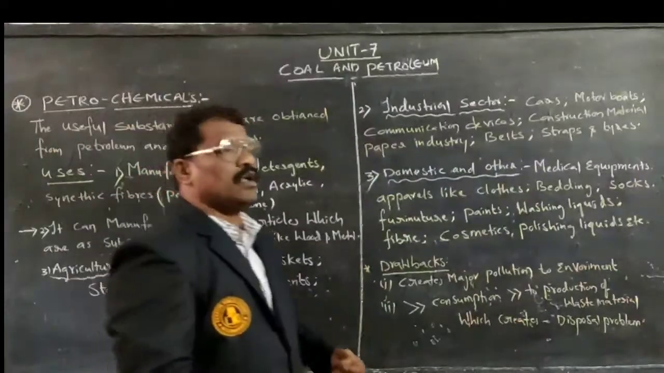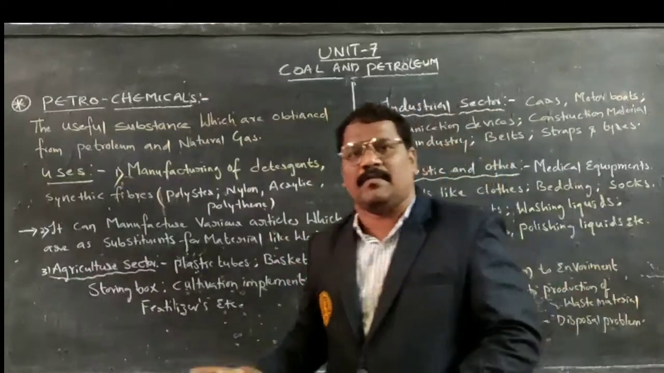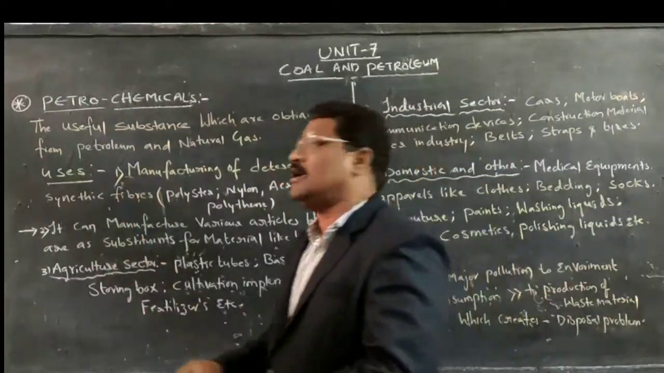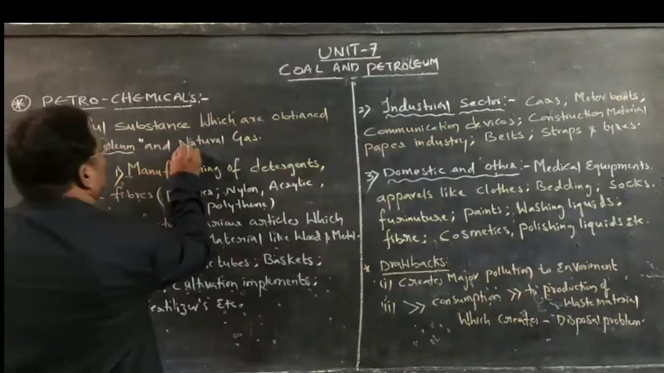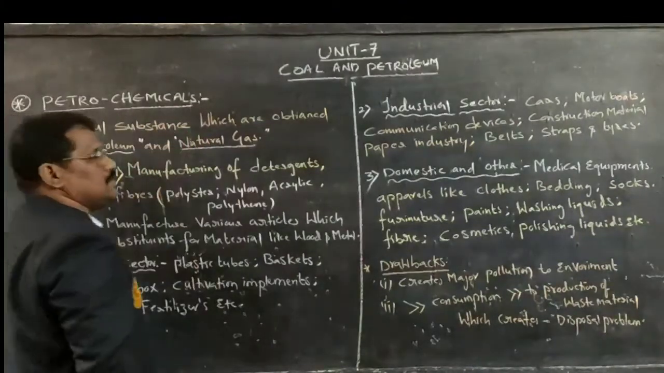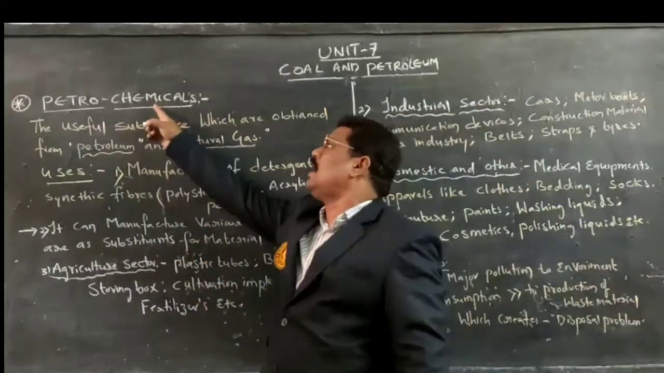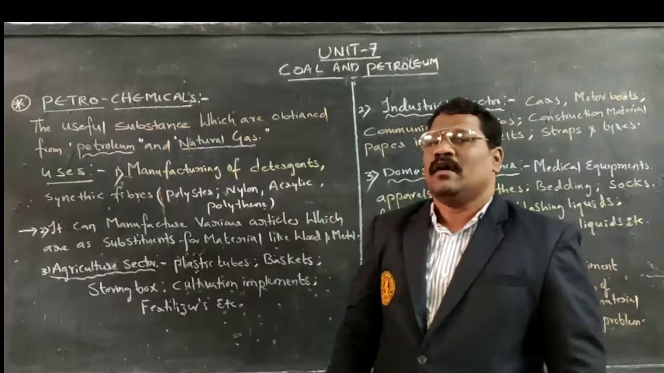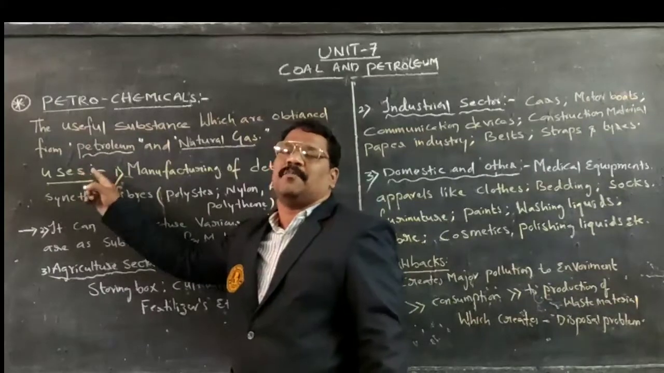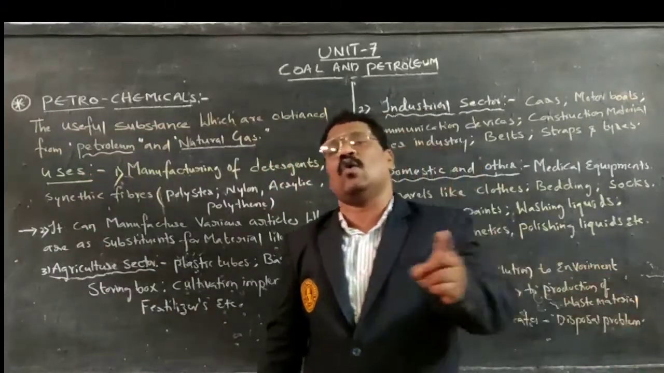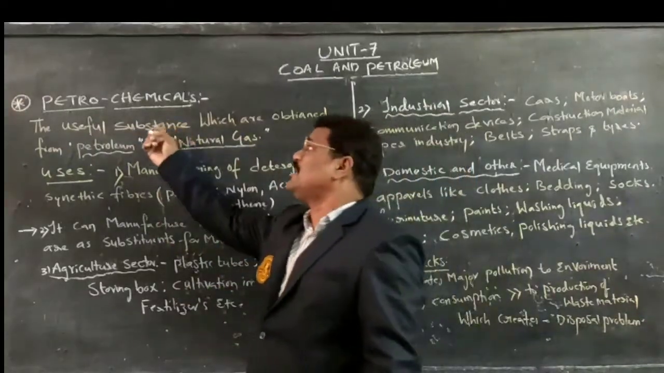What are called petrochemicals? Petrochemicals are the substances which are obtained from petroleum and natural gas. From these two substances, one is petroleum and the other is natural gas, whatever is obtained we can call petrochemical. Petroleum is useful for various commercial purposes. Therefore, petroleum is also called liquid gold. That is another topic.